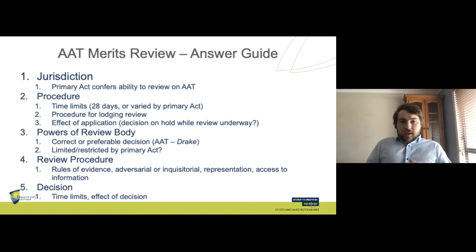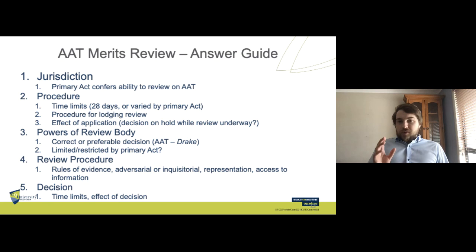The third thing to do is look at the powers of the review body, such as the AAT. So, is the review body looking for the correct or preferable decision, like the AAT, or is it limited or restricted in some way by the primary act? Can the review body only remit the decision back to the decision maker to be reviewed? They can't substitute their own decision, for example. You need to check the primary act to see what's allowed and what's not.